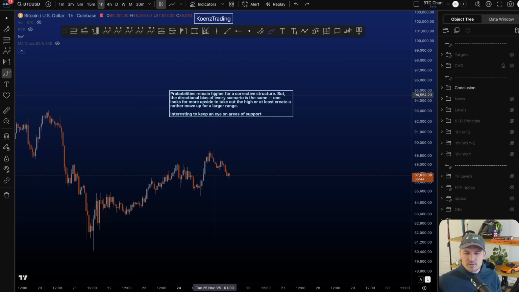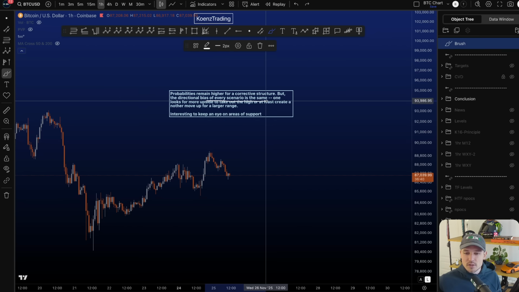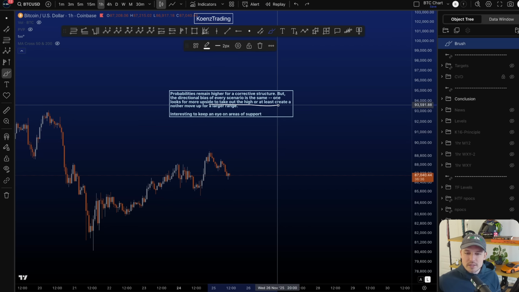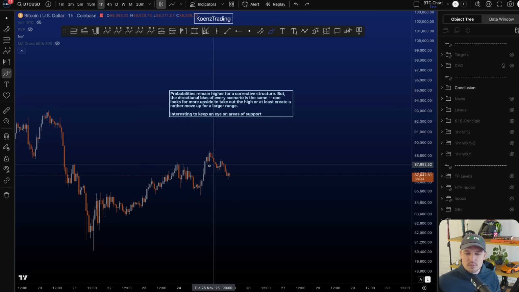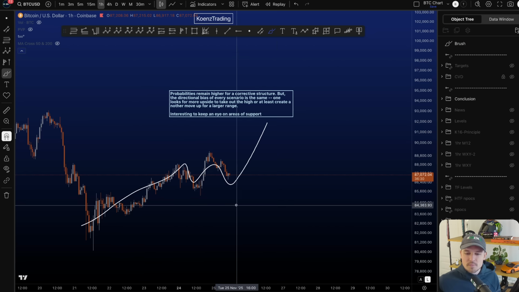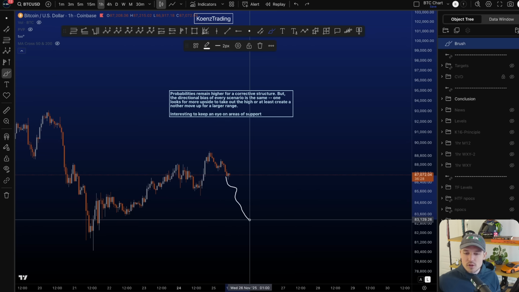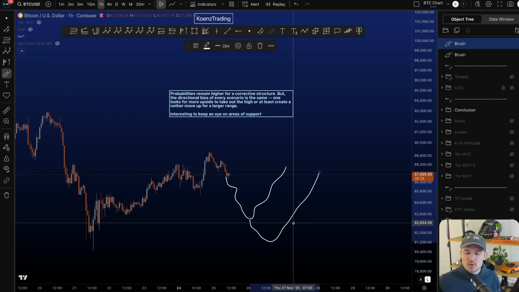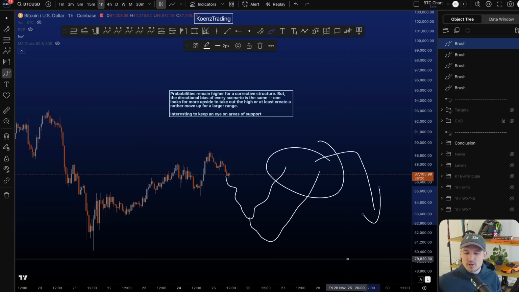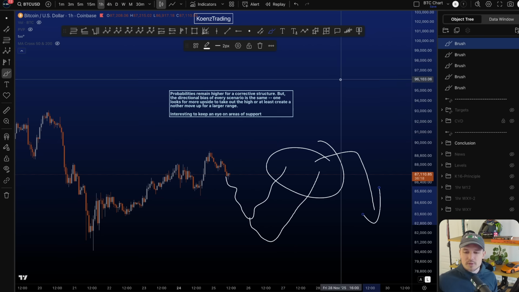So probabilities remain higher for a corrective structure to the upside, but the directional bias of every scenario is the same. One looks for more upside to take out the high or at least create another move up for a larger range. So either do this and you don't take out this low, and if price moves to supports lower, you would still expect price to continue this range for a longer period of time before it really would continue the trend on a higher time frame, because on a higher time frame we still have an impulse to the downside.